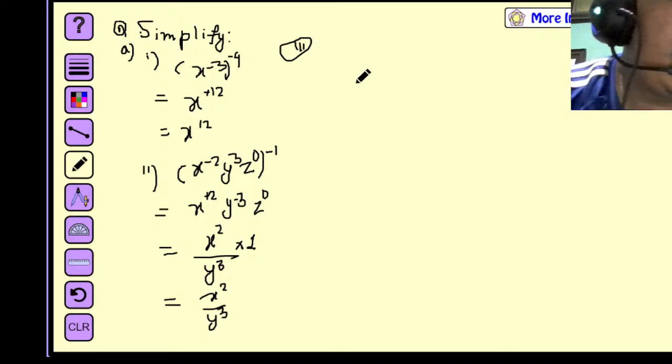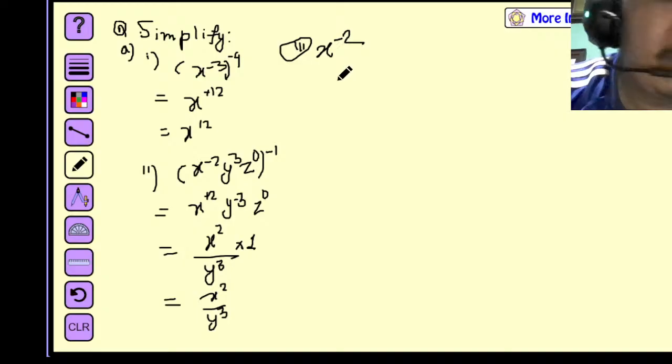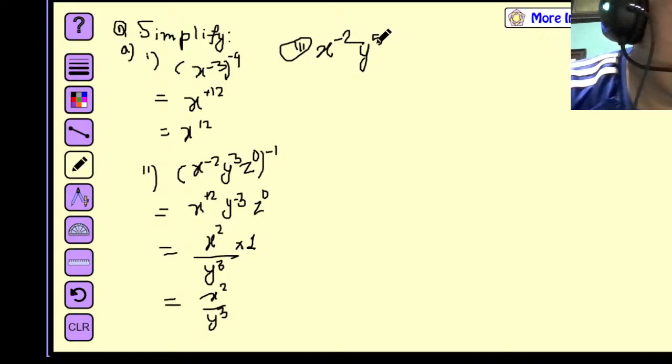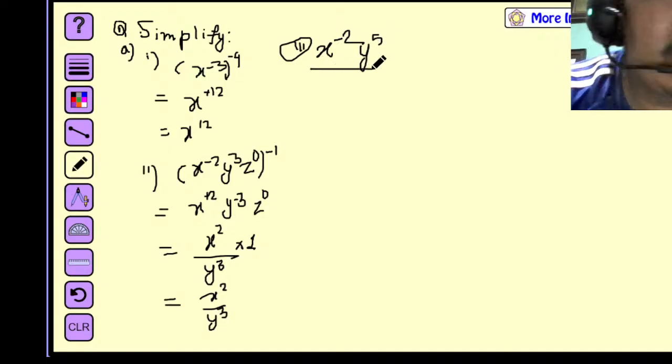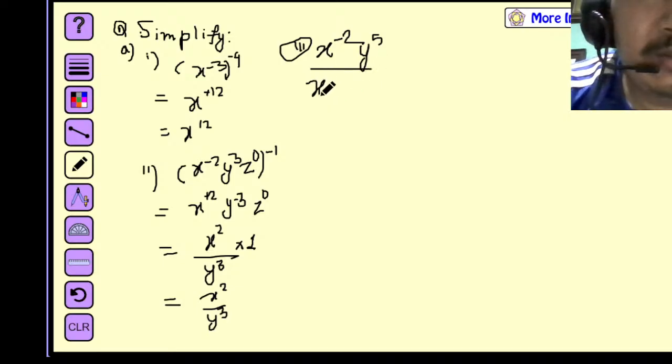The third term of A is x to the power minus 2, y to the power 5. And down there is given x to the power minus 3, and next one is y to the power minus 2.